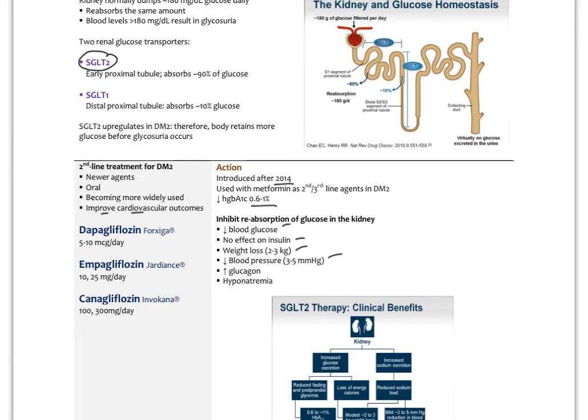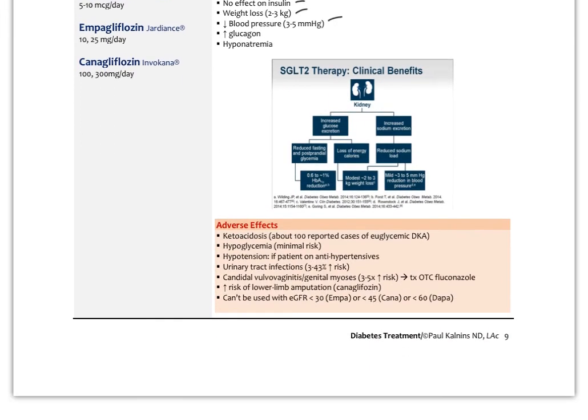We can see again, unfortunately, some adverse effects with this, and that's because of the increased glucose in the urine. So that would be increased urinary tract infections, candidal infections, vulvovaginitis, genital mycoses. That's usually treated with oral antifungal agents. But those would be some really fairly common adverse effects to keep an eye out for if using these or if a patient is on these.